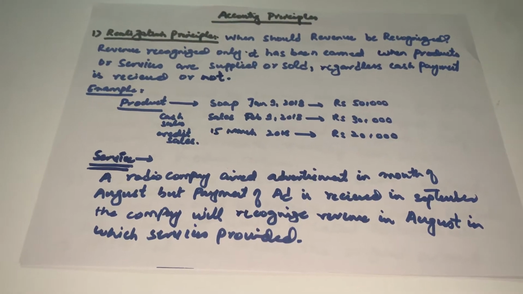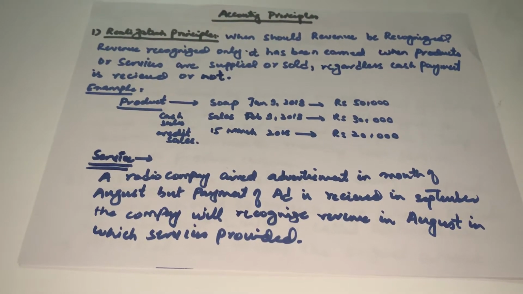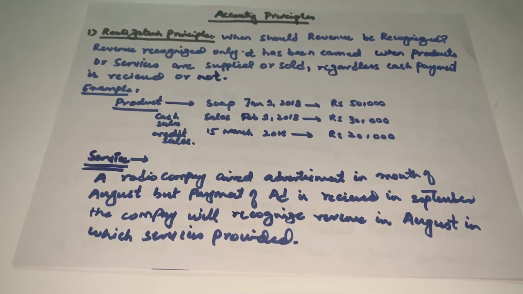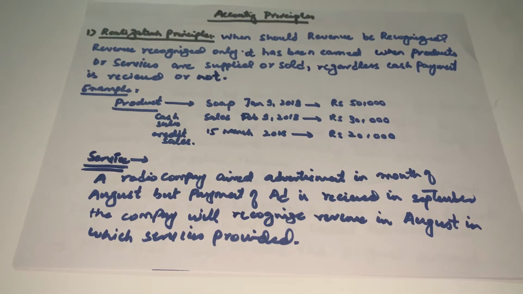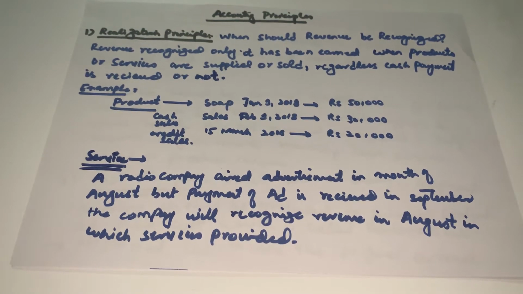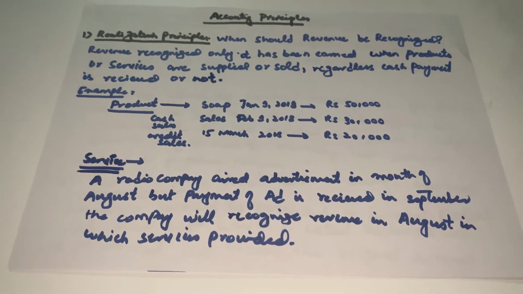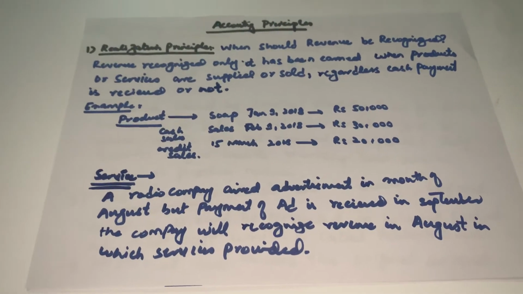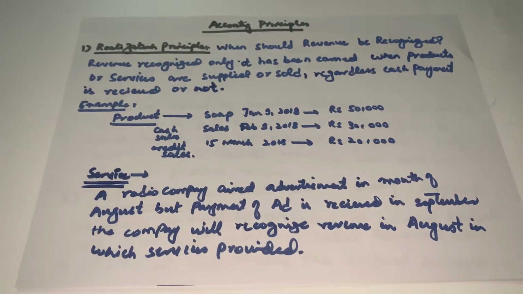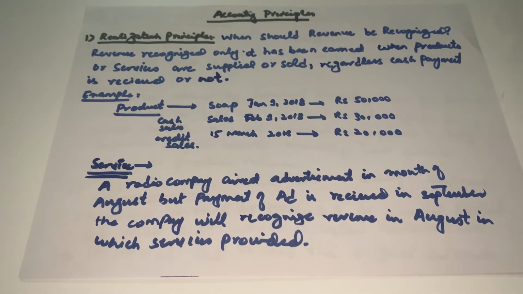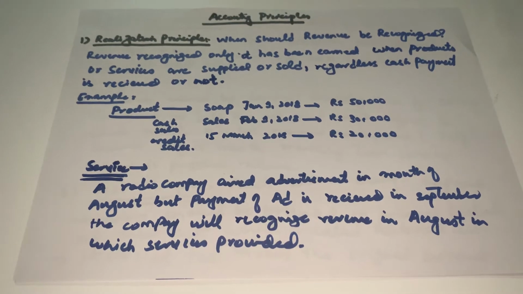The realization principle basically indicates when revenue should be recognized in your income statement. It says that revenue should be recognized only once it has been earned, when the products or services are sold or supplied, regardless of whether the cash payment is received or not. So you have to recognize the revenue in the books of account when it has been earned, when you have provided the products or the services, regardless of whether you have received the cash payment or not.